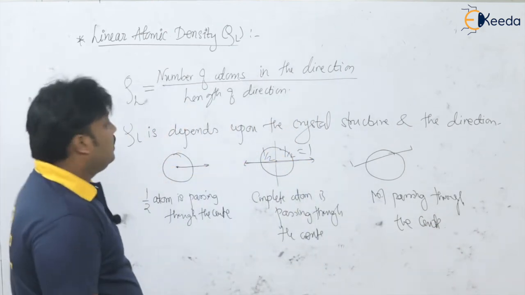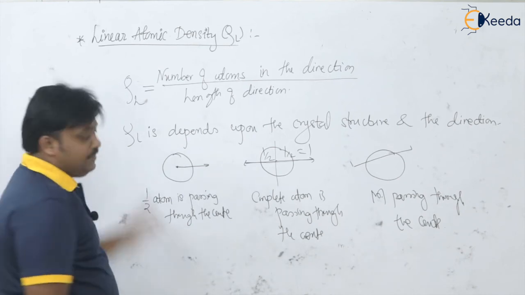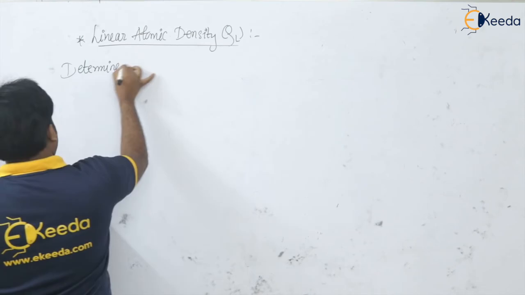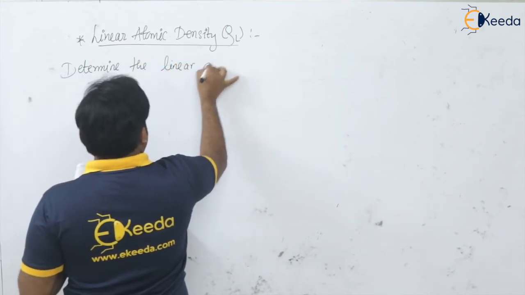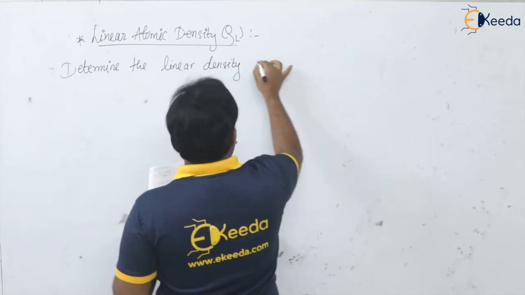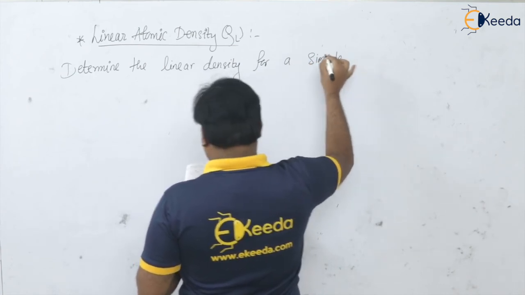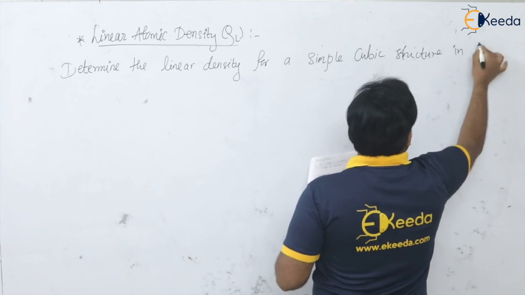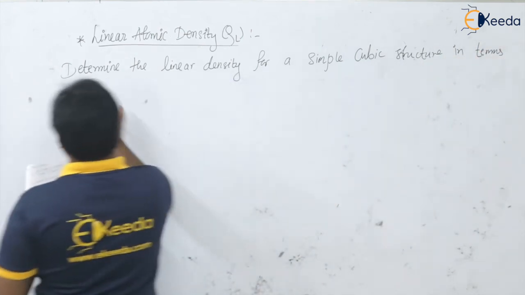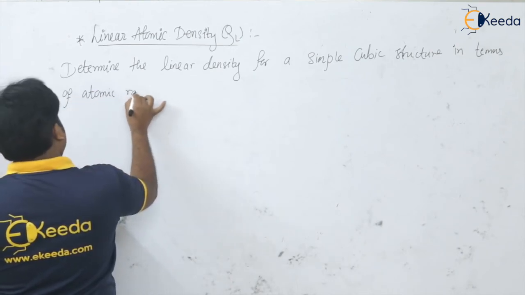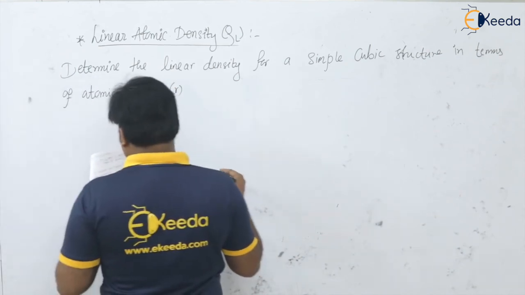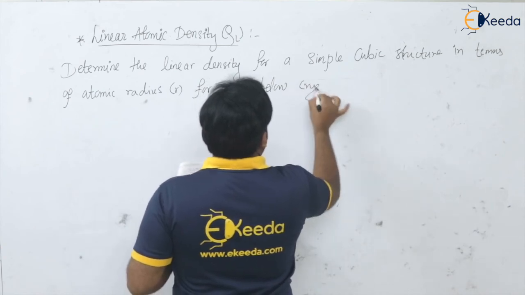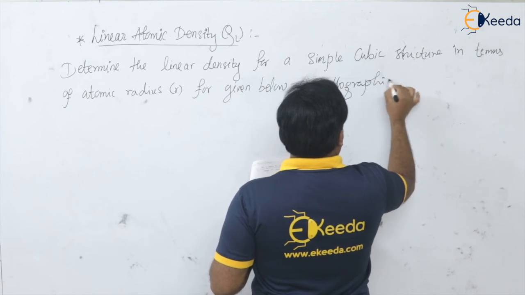Let us see how to calculate this linear atomic density. For example, we'll take the simple cubic. See how to calculate, very easy. I'll take the question here: determine the linear density for a simple cubic structure in terms of atomic radius R for the given crystallographic directions.